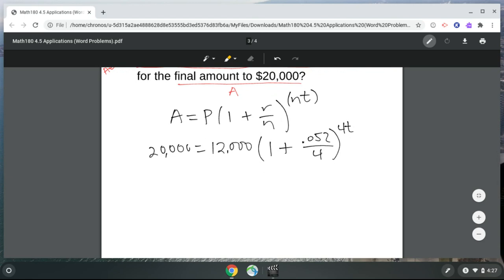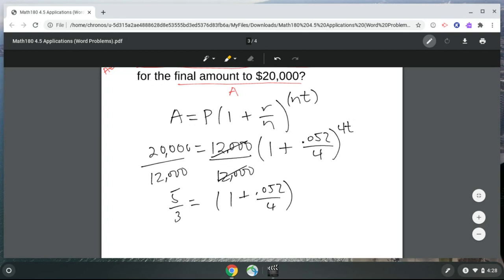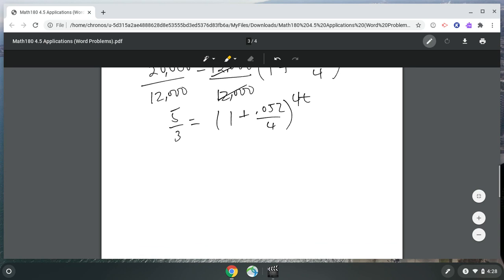Here you can divide both sides by 12,000. I like to do most of it by hand before I start introducing the calculator, so that becomes 5 over 3, and then 1 plus 0.052 over 4 to the 4t. Now that the thing with the exponent is by itself, I can take the log of both sides. I'm still going to use ln even though I don't have e there. You can use log base 10 if you want to. It doesn't matter which log you use.